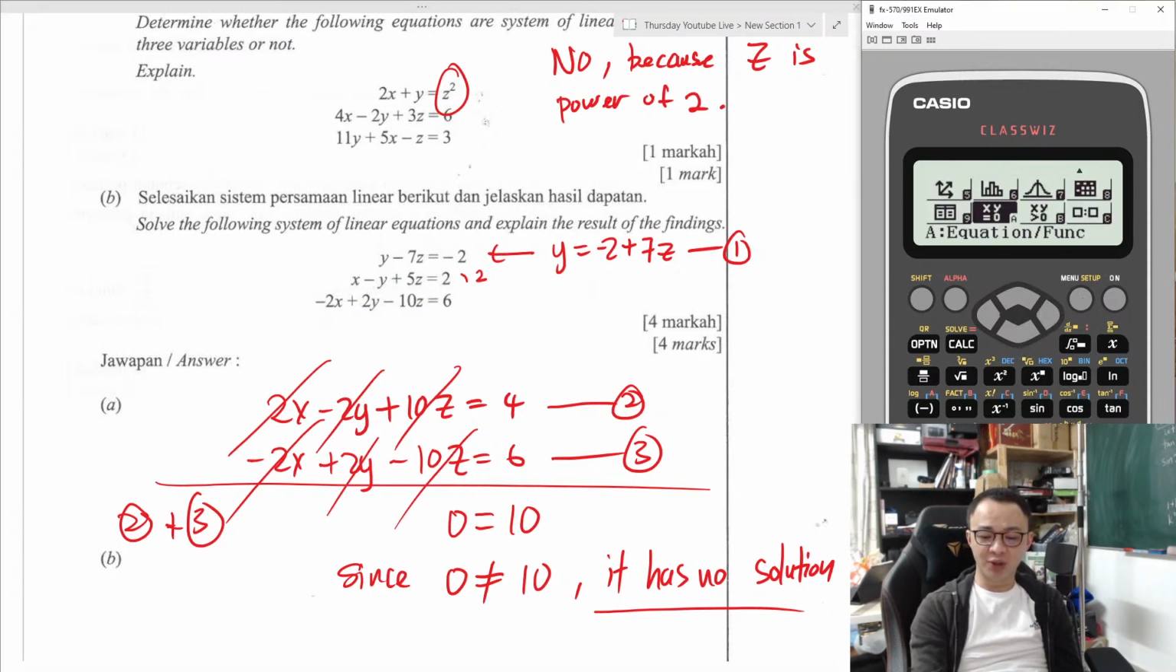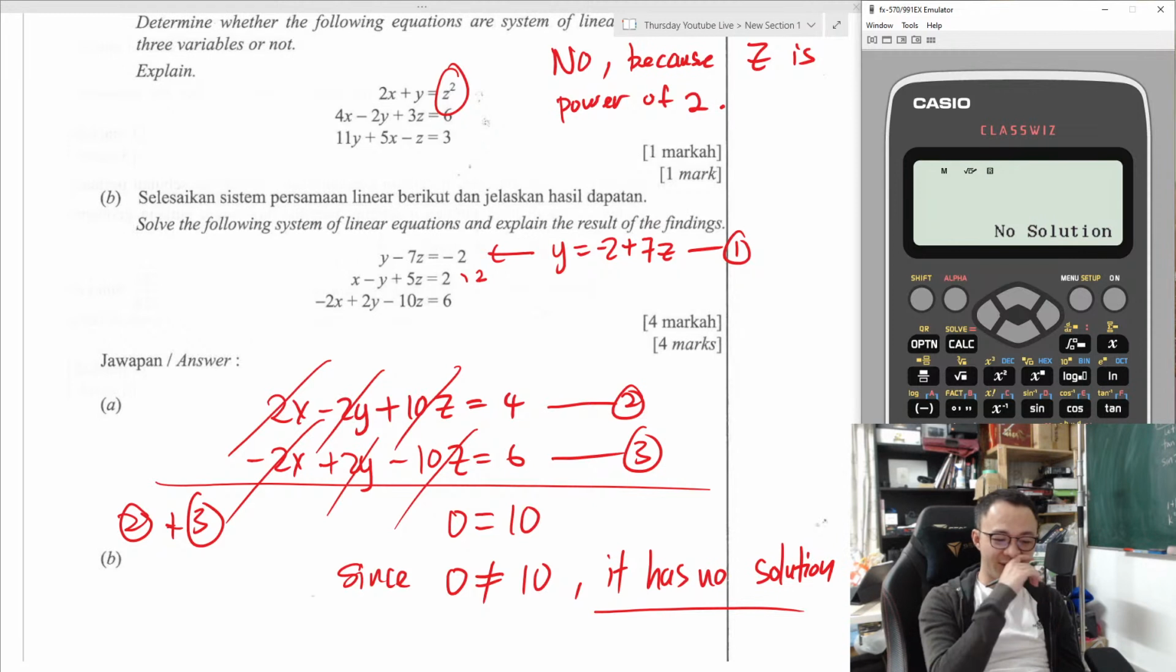You just go to equation, go to simultaneous, unknown put 3. For the first row, x is 0, y is 1, z is -7, and answer is -2. The next row, x is 1, y is -1, z is 5, and this is 2, and this is -2, 2, -10, 6. Then you can see the calculator will tell you no solution also. So yeah, this kind of question has no solution.